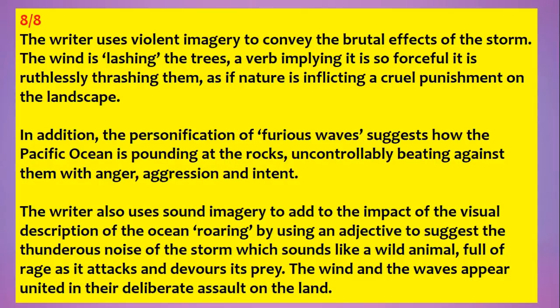Okay, so let's look at another 8 out of 8 answer, or 10 out of 10 answer if you do an EDUCAS. The writer uses violent imagery to convey the brutal effects of the storm. The wind is lashing the trees, a verb implying that it's so forceful it is ruthlessly thrashing them, as if nature is inflicting a cruel punishment on the landscape. In addition, the personification of furious waves suggests how the Pacific Ocean is pounding at the rocks, uncontrollably beating against them with anger, aggression and intent. The writer also uses sound imagery to add to the impact of the visual description of the ocean roaring by using an adjective to suggest the thunderous noise of the storm, which sounds like a wild animal full of rage.